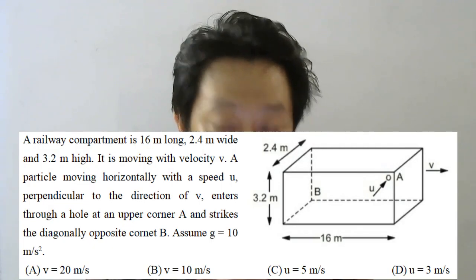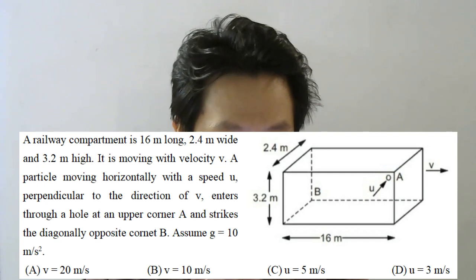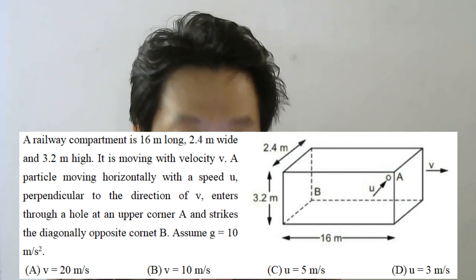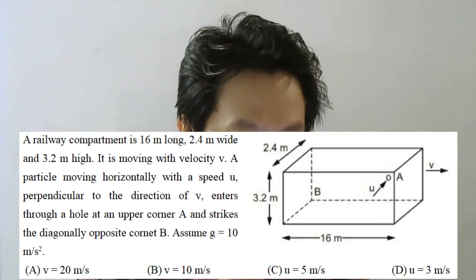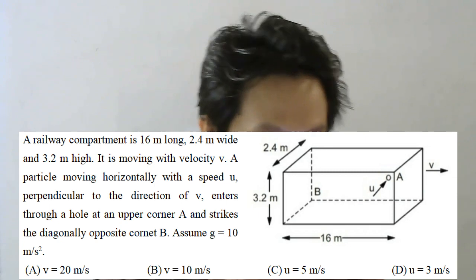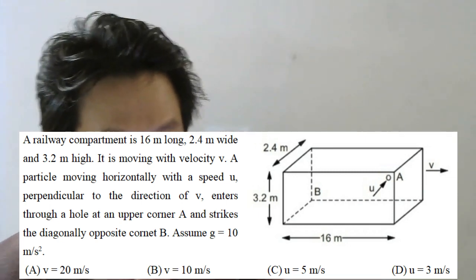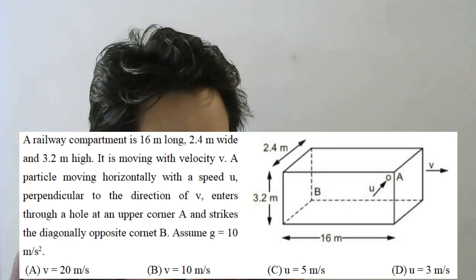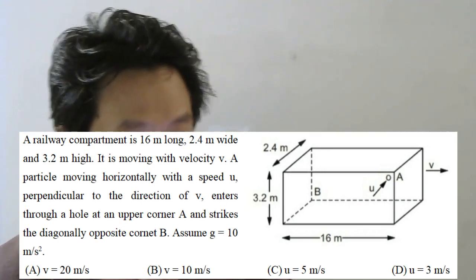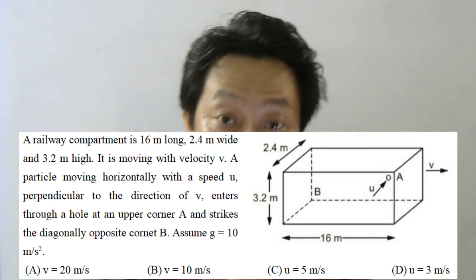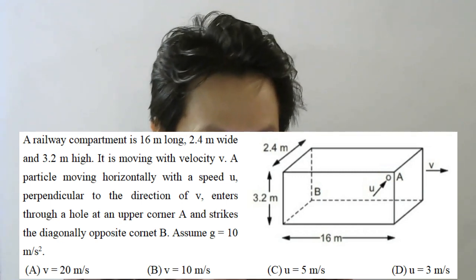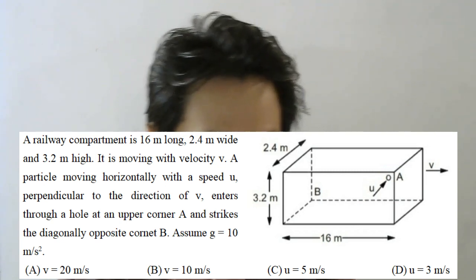Let's see the next question. It says a railway compartment is 16 meter long, 2 meter wide and 3.2 meter high. It is moving with a velocity v. A particle moving horizontally with a speed u perpendicular to the direction of v enters through a hole at the upper corner A and strikes diagonally opposite corner B. Assume g equals 10 meters per second square. We have to find the value of v and u.